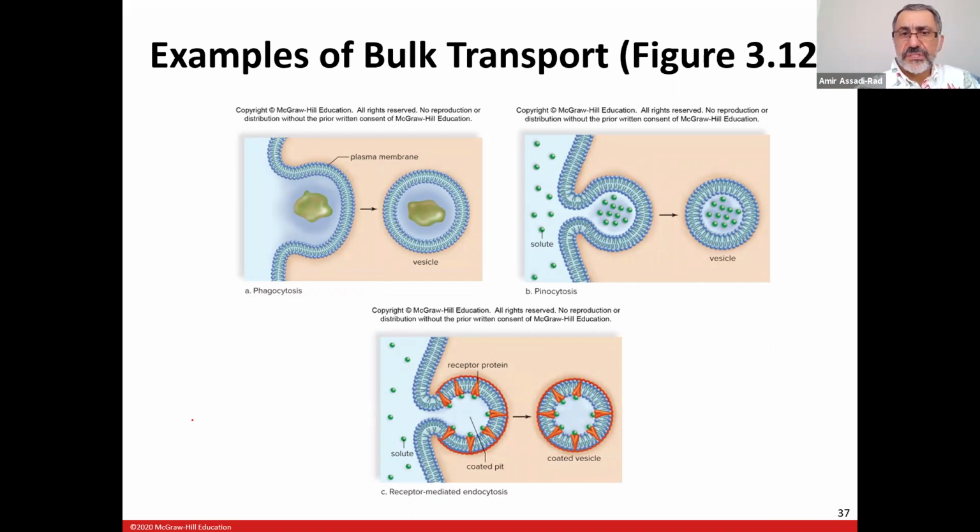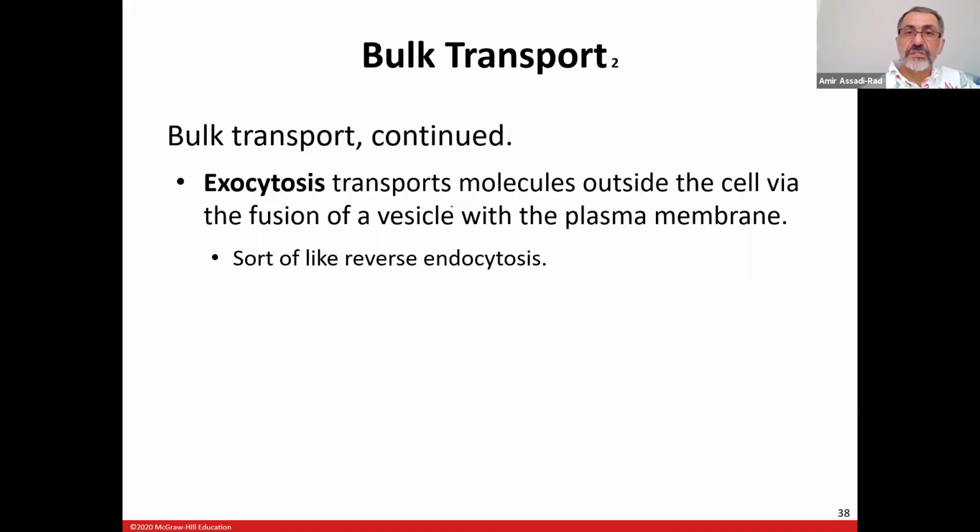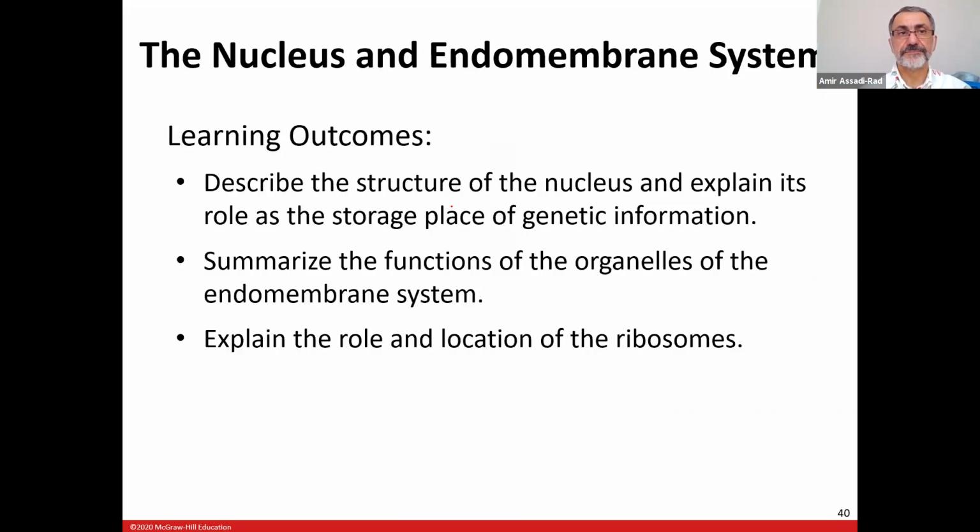Here are examples of bulk transport, and here is receptor-mediated endocytosis. So this is phagocytosis right here. This is pinocytosis, where a lot of solute gets inside of vesicles. We call this a vesicle, and the vesicles pinch off from the cell membrane and get inside of the cell. And then this vesicle has these receptors, and that's why it's called receptor-mediated. And of course it pinches off. They all get pinched off and go inside of the cell. Or outside, by exocytosis, and get out of the cell. Exocytosis is the transfer of molecules outside of the cell.